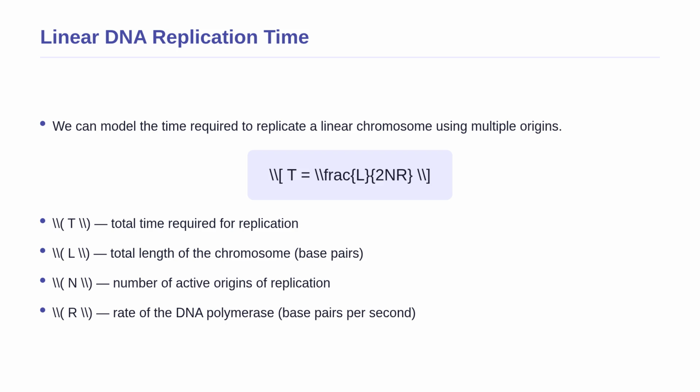Just like before, the factor of 2 accounts for the bidirectional nature of each replication bubble. Conceptually, this equation shows us that if the number of origins, N, increases, the total time T decreases dramatically. This is exactly how eukaryotes compensate for having a much slower polymerase rate compared to bacteria. They make up for slow speed with massive parallel processing.